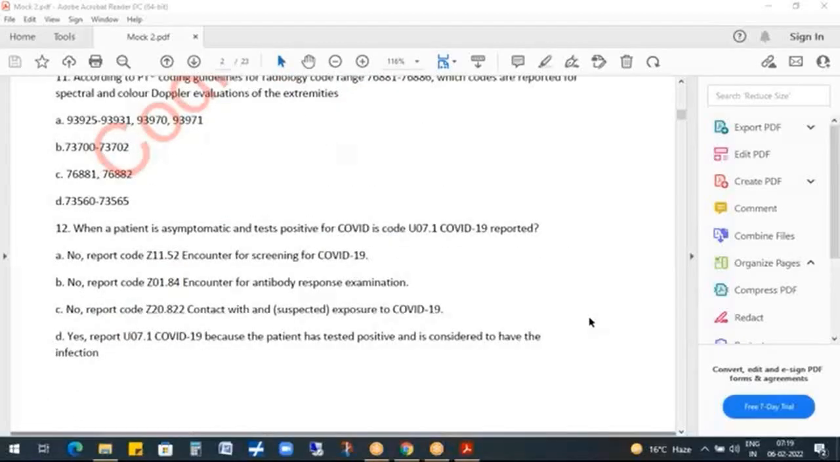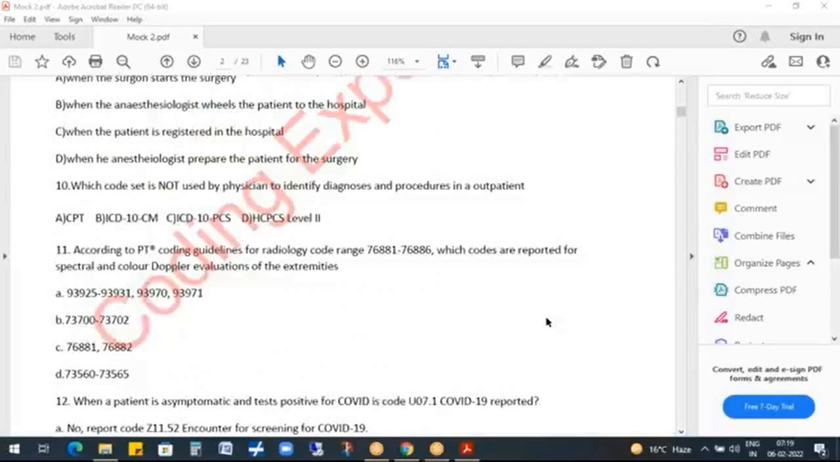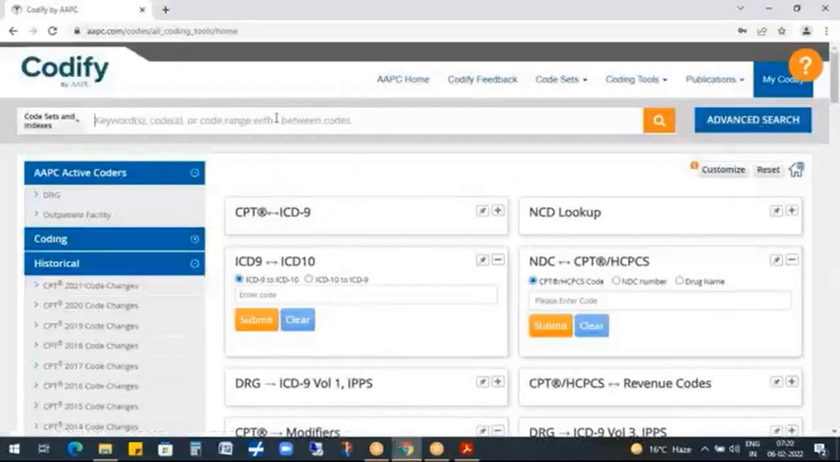Sir, the 11th one. According to the AR guidelines, code range 76881 to 886. Which codes are reported for spectral and Doppler evaluation of the extremities? Doppler evaluation, then A is the answer, right? Yes, sir. But the answer mentioned is B, sir. B, 73700. But the answer is A, sir. A is the correct one.